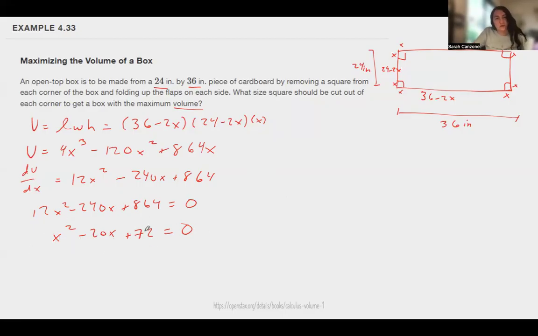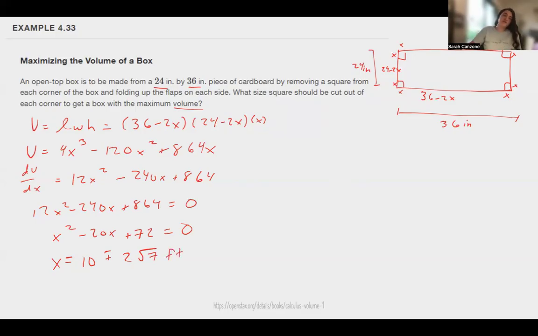If you tried to find two numbers that multiplied to 72 and subtracted to negative 20, you would not be successful. The answer actually involves a square root. You would need to use the quadratic formula for this. What you get is that x equals 10 plus or minus 2 square root 7.